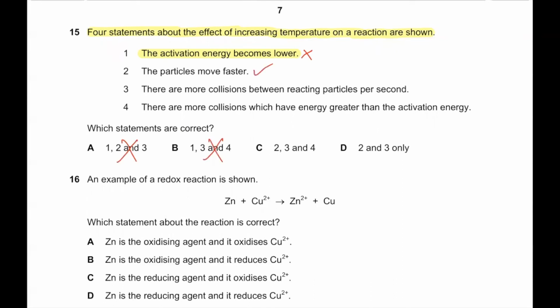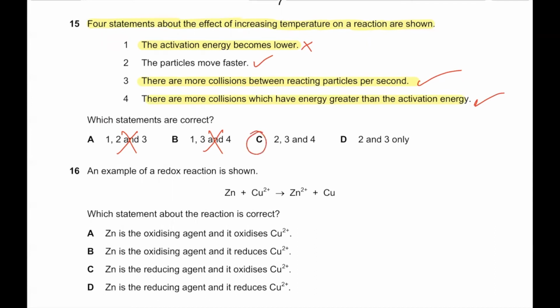The particles move faster. Yes, obviously, increasing temperature, the particles will move faster. There are more collisions between reacting particles per second. Yes, because the particles are moving faster, they would collide more often. There are more collisions which have energy greater than the activation energy, which is also correct. Because at higher temperature, these particles have gained some energy and they want to react even harder. So 15C is the correct answer.